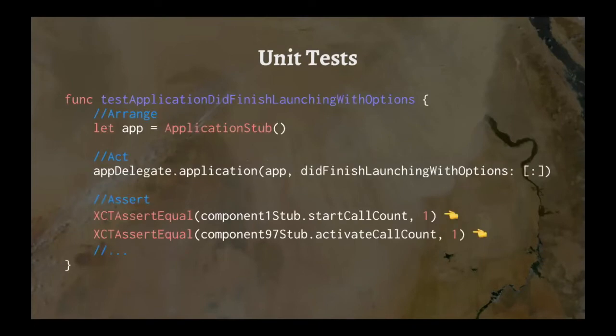A sample test would require us to arrange an application stub, which is a parameter of the application did finish launching with options method. In the act phase, we would call the aforementioned method. And in the assert phase, we would verify that methods on certain components had certain call counts.